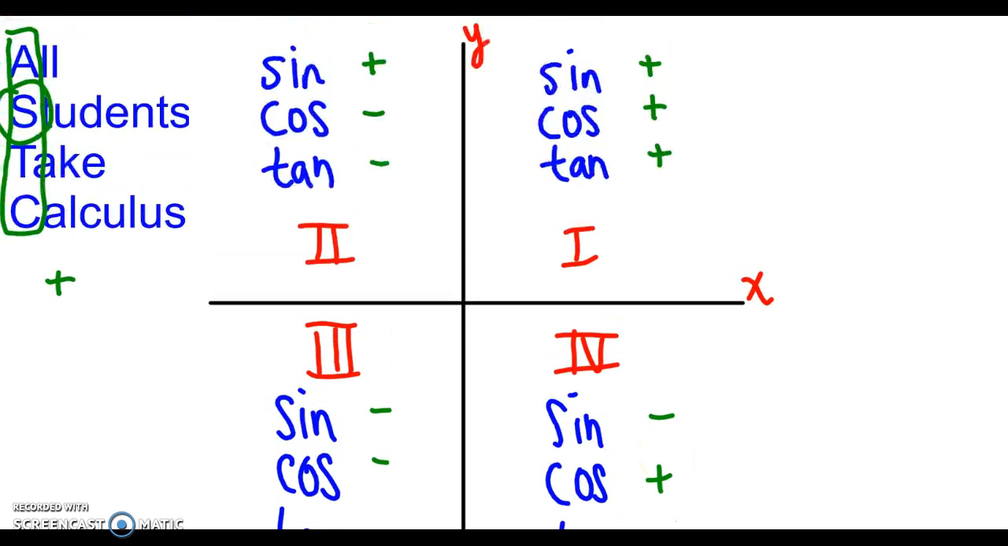And that should make sense because I don't necessarily use this acronym, but I just remember that Y values are positive in quadrants 1 and 2. X values are positive in quadrants 1 and 4. And that's how I do it. But if this acronym or mnemonic device helps you remember, then go for it.